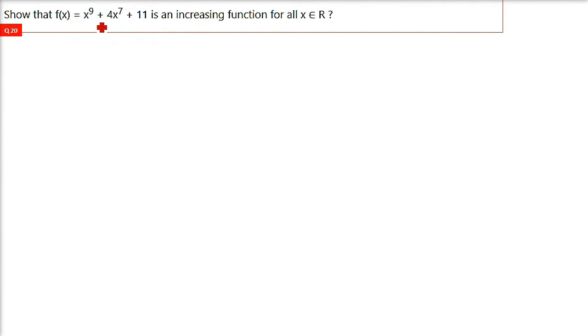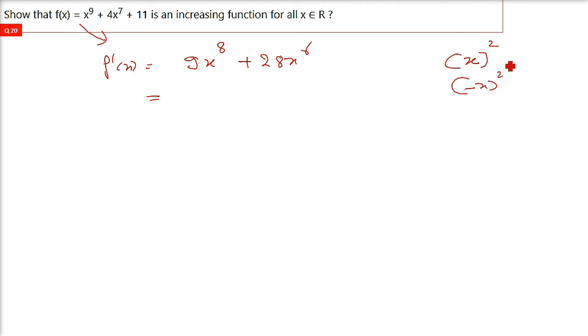Show that the function, this one, is an increasing function for all x belongs to R. Now first one is differentiation. I already told you increasing, decreasing means you have to differentiate. X raised 9 is 9x8. Then 4 times 7 is 28, so 28x6. X raised 6, and this is going to be 0. Now the only thing which you need to understand or to explain to your examiner is that anything with power 2 or anything with an even power, whether the base is negative or positive, will always be positive.